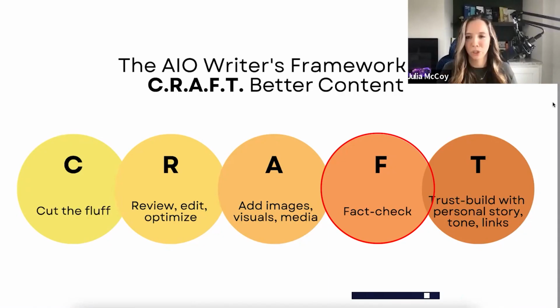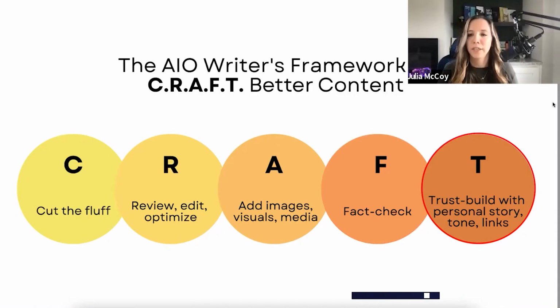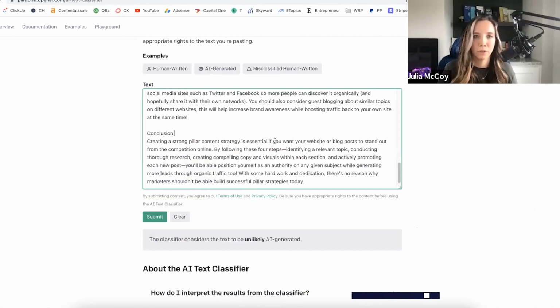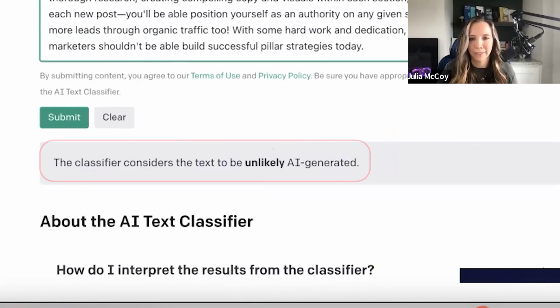And then lastly, trust building is such an important piece of this. And you can do that with story. You can do that with the tone in the content and the links that you have, both external and internal, right? So we want to link internally to different pieces of content, and then we want to link externally. So that's the framework to taking your content from AI and making it better. And I can tell you, if you apply this, whenever you take that content and you run it through either the classifier or one of the other tools I'm going to show you, it's always going to come back as unlikely AI. You will pass that scan.